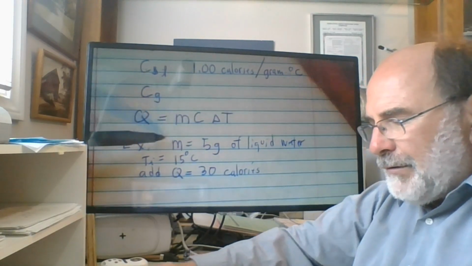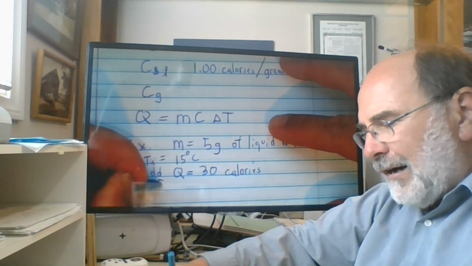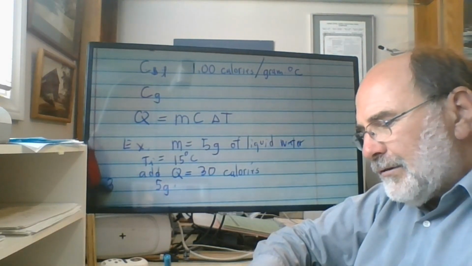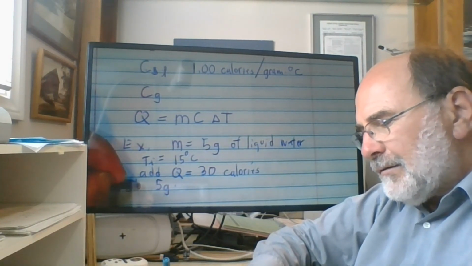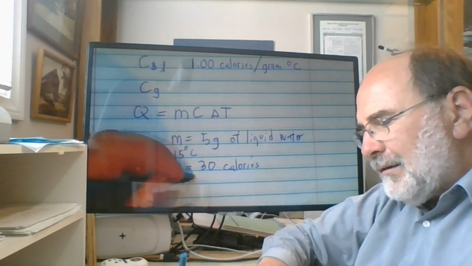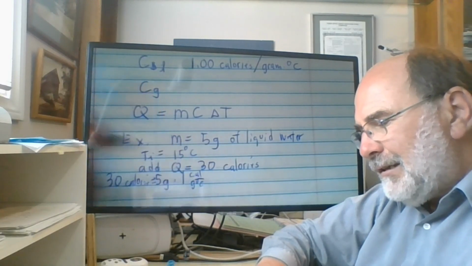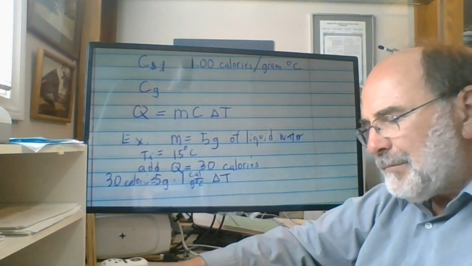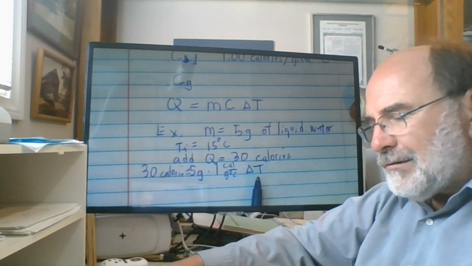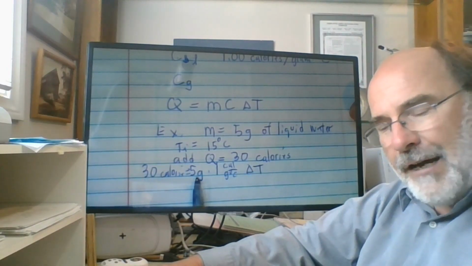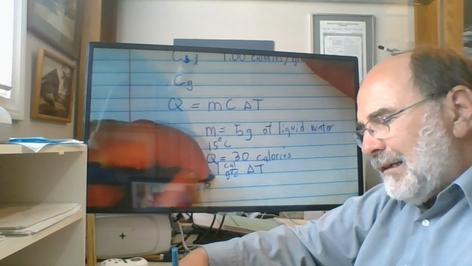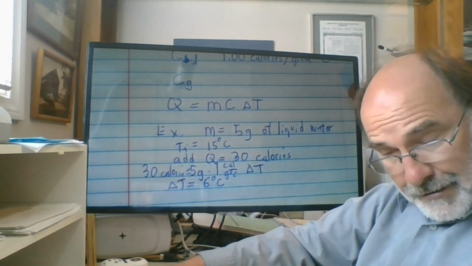So using this equation, I would go 5 grams times 30 calories is equal to 5 grams times 1 calorie per gram per degree C times the change in temperature. So excuse my poor math, but solving for delta T, I have 30 divided by 5 is 6. So the change in temperature will be an increase of 6 degrees Celsius.